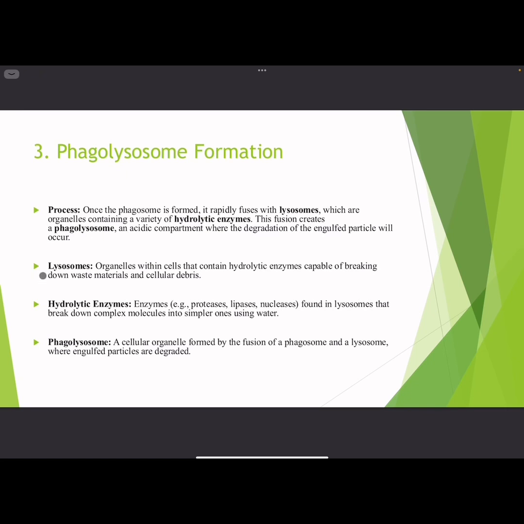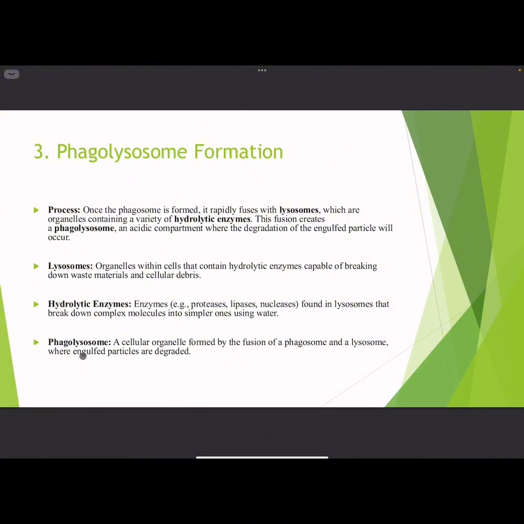As you can see here, the lysosomes are the organelles within the cells that contain hydrolytic enzymes capable of breaking down waste materials and cellular debris. Hydrolytic enzymes are like proteases, lipases, nucleases. They are found in the lysosomes that break down complex molecules into simpler ones using water.